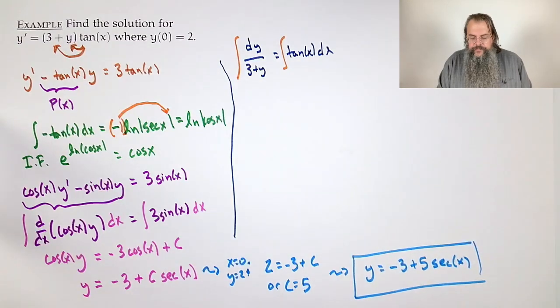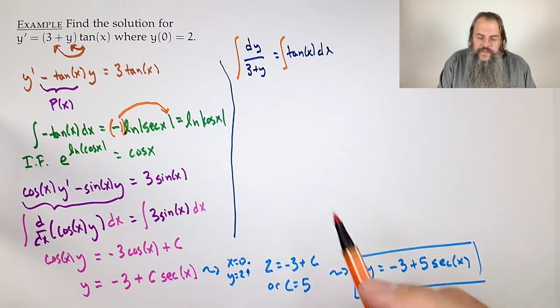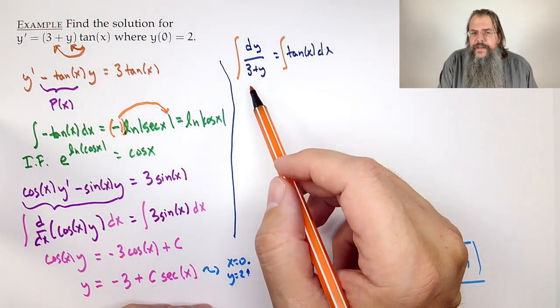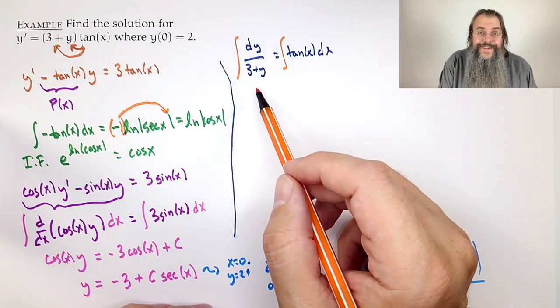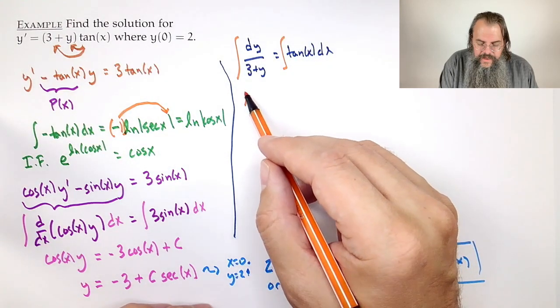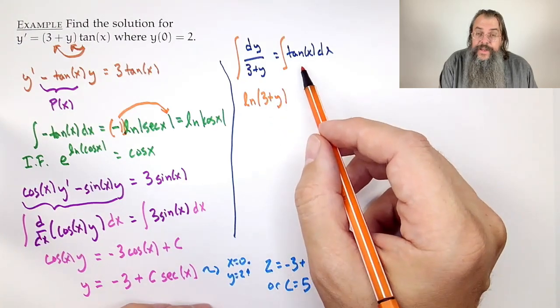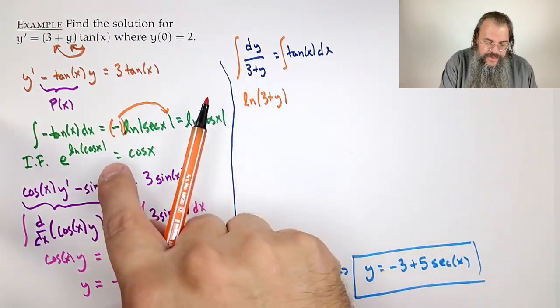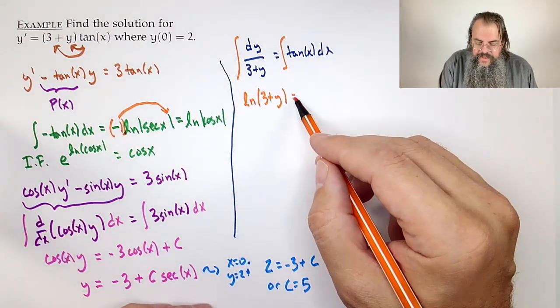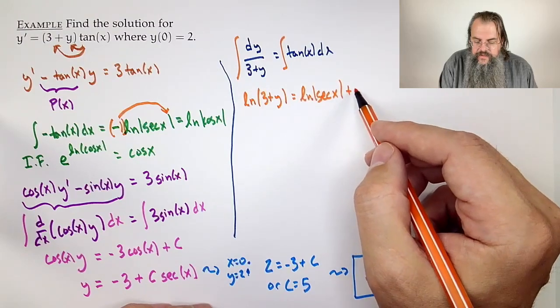What happens? Well, the integral of the left-hand side is a lot like a log, because it's a log. So we get that this is log of 3 plus y. Integral of tangent, we mentioned it before, it's log secant. And then the last thing is plus c.